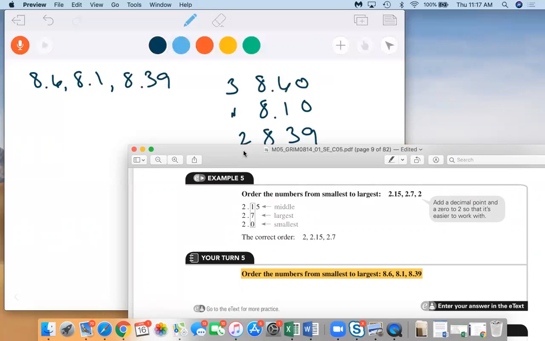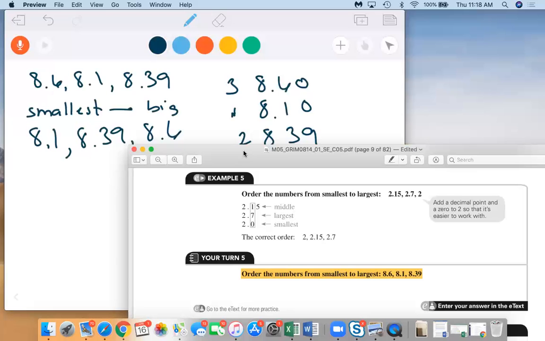So that means that we would put these in order. Excuse me, I went from smallest. This is the smallest, next smallest, then the biggest. So we would say 8.1, 8.39, and then 8.6. That's the order from smallest to biggest. Okay.